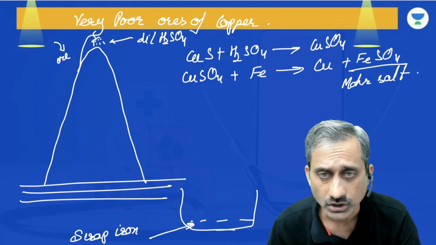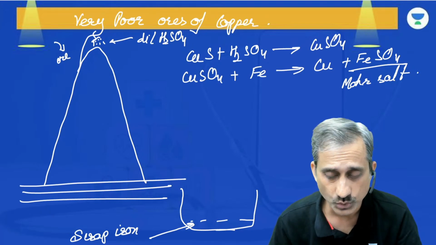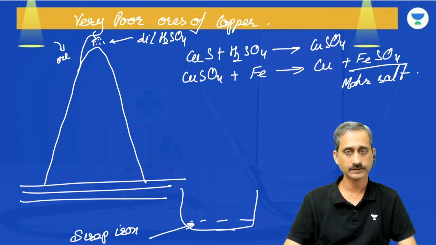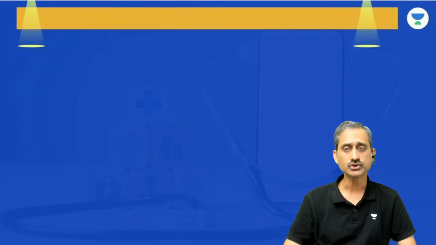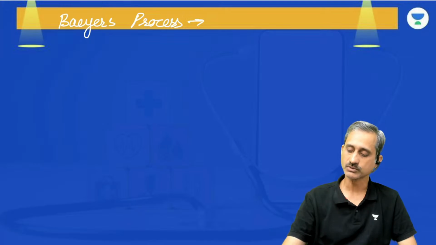So we get moher salt, and that is how we extract copper from poor sources of copper. That was the extraction of copper. And now we are going to talk about a very, very famous method, and that is called Bayer's process. Bayer's process is for refining or purification or concentration of bauxite.